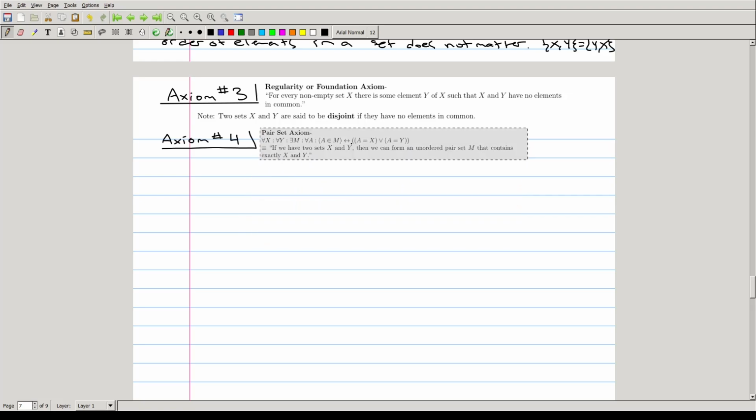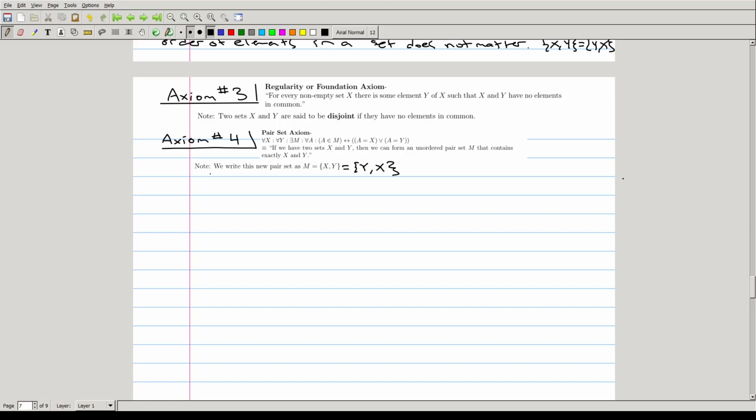Axiom 4 is the pair set axiom, which is a statement that if we have two sets x and y, we can form an unordered pair set M that contains exactly x and y. And we can write this new pair set as x comma y. But like I mentioned before, from Axiom 2, we can prove that this is the same thing as y comma x. The pair set doesn't care about order, and in general, sets don't care about the order.